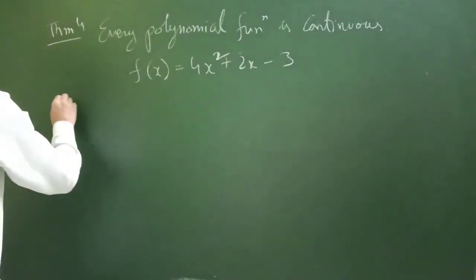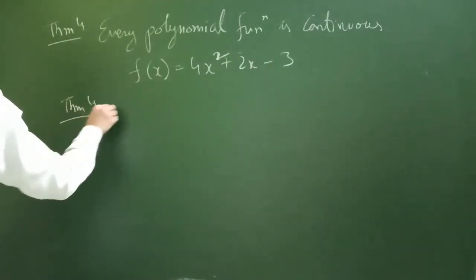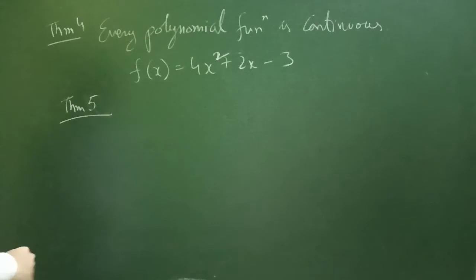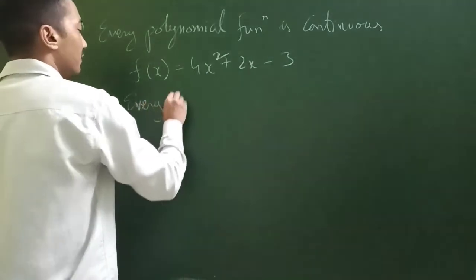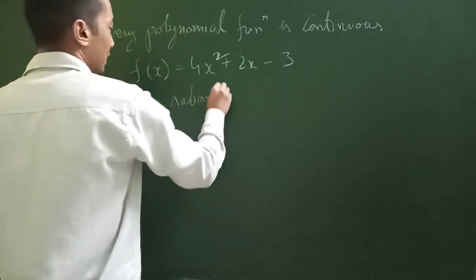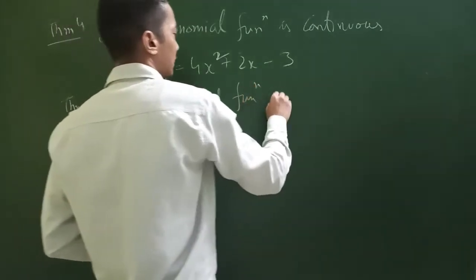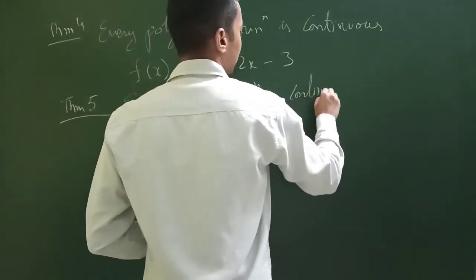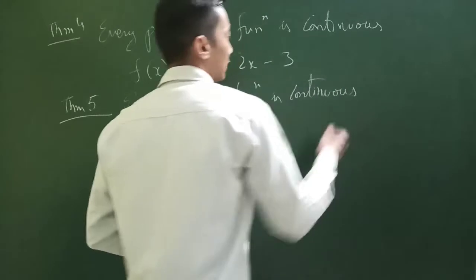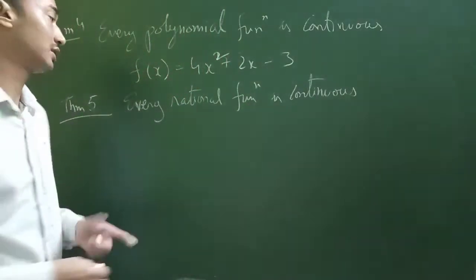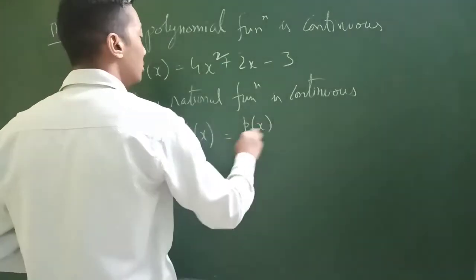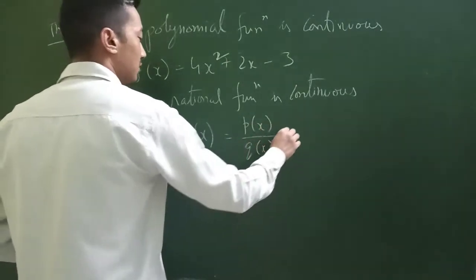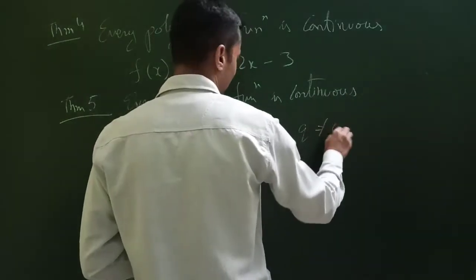Alright, similarly, all polynomial functions, it can be of degree 3, 4, 5 also. Okay, theorem 5, that is every rational function is continuous. That is, rational functions can be of the form numerator by denominator, p of x by q of x. Of course, denominator should not be equal to 0.